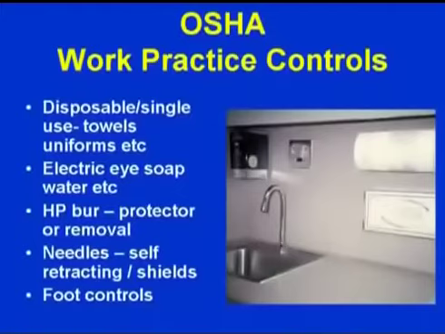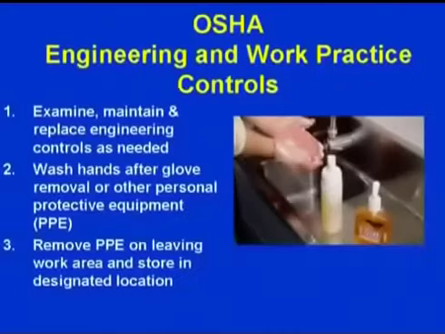Some of them that you can see here might be disposable towels, electric eye soap dispensers and water faucets, and various other things that we can see here in that slide. The important thing to remember is that if we adopt an engineering and or work practice control, we got to make sure that they actually do what they're supposed to do. That is, that we maintain them and replace them and keep them in proper working order.